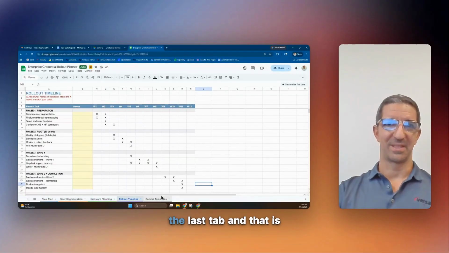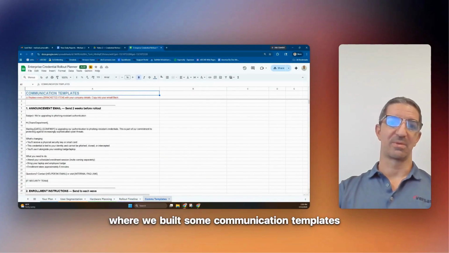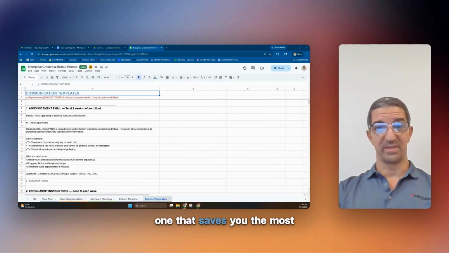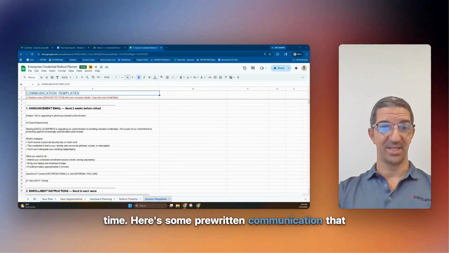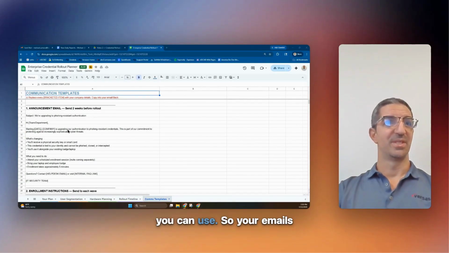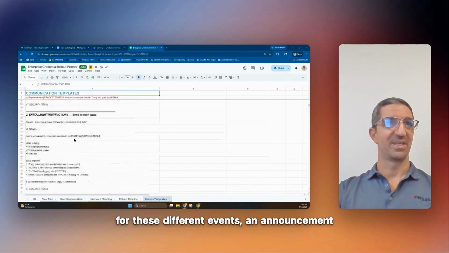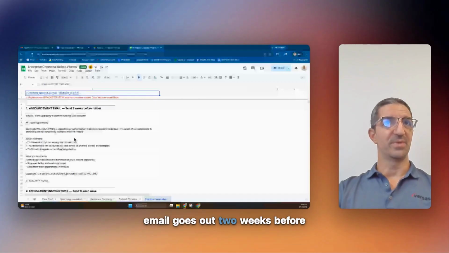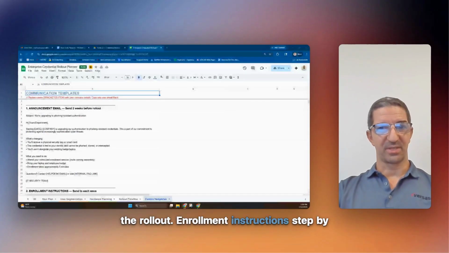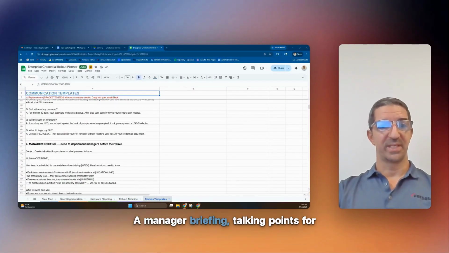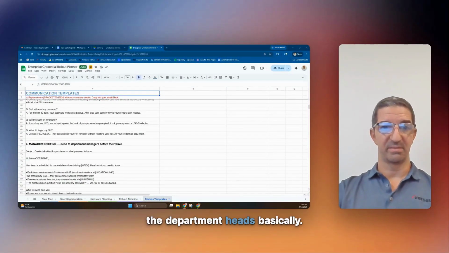All right, let's go to the last tab, and that is where we build some communication templates for you. So this is the one that saves you the most time. Here's some pre-written communication that you can use. So your emails for these different events. An announcement email goes out 2 weeks before the rollout. Enrollment instructions, step-by-step with plain language. A manager briefing, talking points for the department heads, basically.